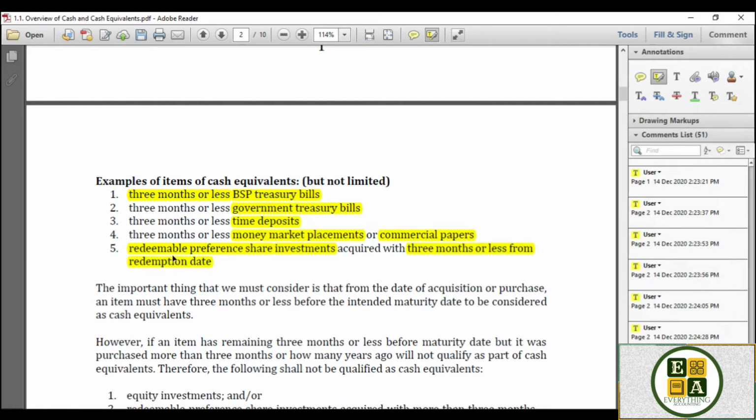Okay, so just be familiar with this item kasi hindi kasi ito nako-consider minsan sa mga problem solving. But pag nakakita ng ganito, tignan nyo yung notation or mga notes sa redeemable preference share if it is an investment on our part. Okay? Kasi kapag hindi yan investment on our part, then it's not cash equivalent. Kapag investment siya, tignan nyo naman kapag acquired siya 3 months or less from redemption date. Okay?